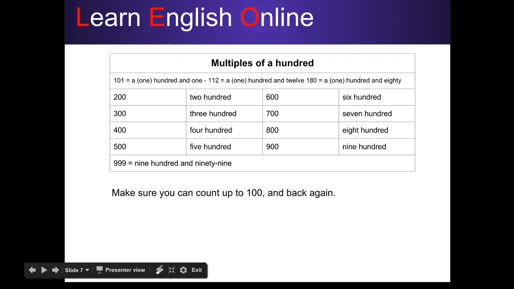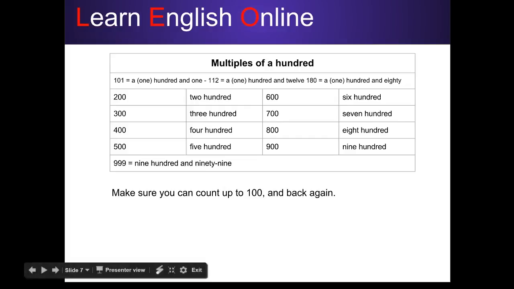And between each of these, you've got 601, 602, 603. Now some Americans just say 601, 602. I'm British. I say 101, not 101, 101.